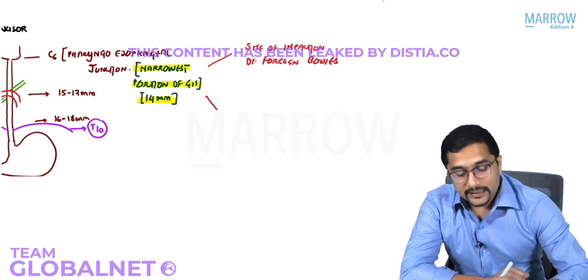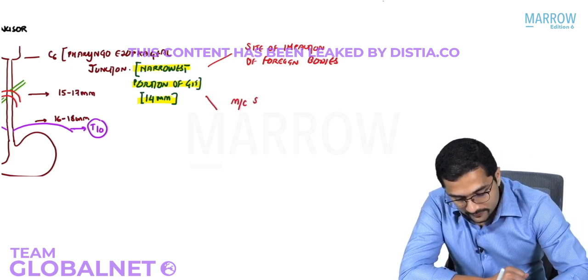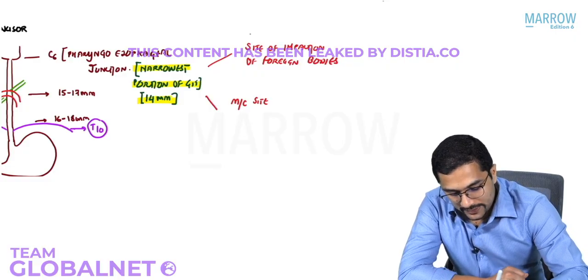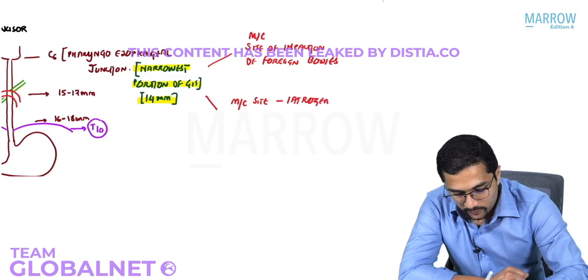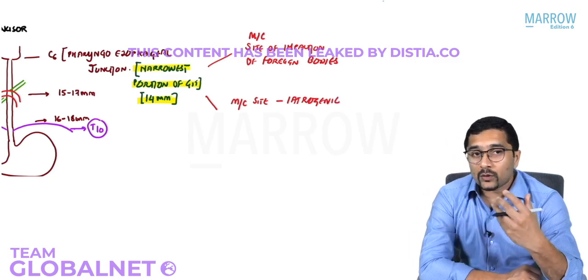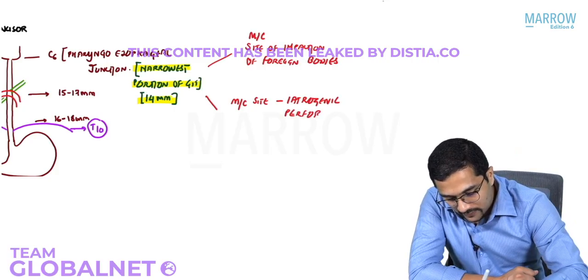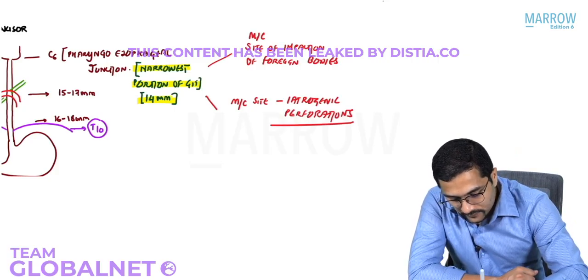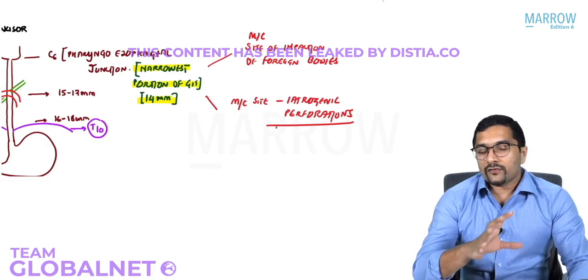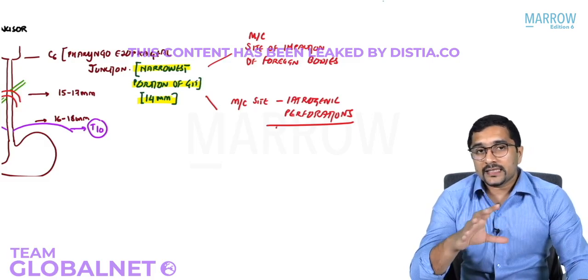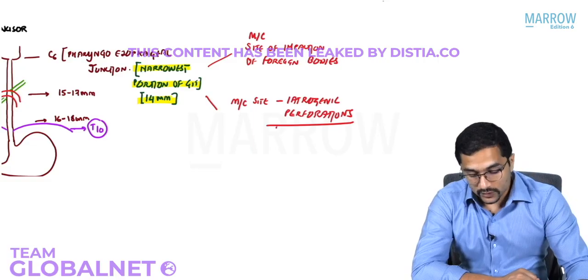And the second is, this is also the most common site where iatrogenic perforations can occur while doing endoscopies. Iatrogenic means while doing endoscopy, there can be a perforation. So these are the 2 points of significance of C6 being the narrowest portion of the GIT.